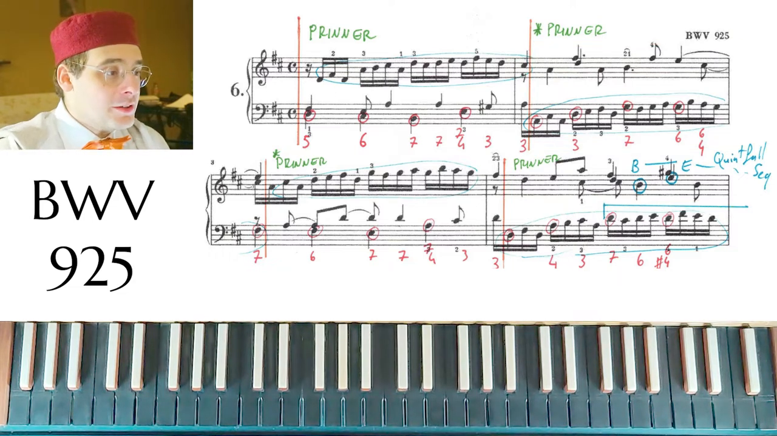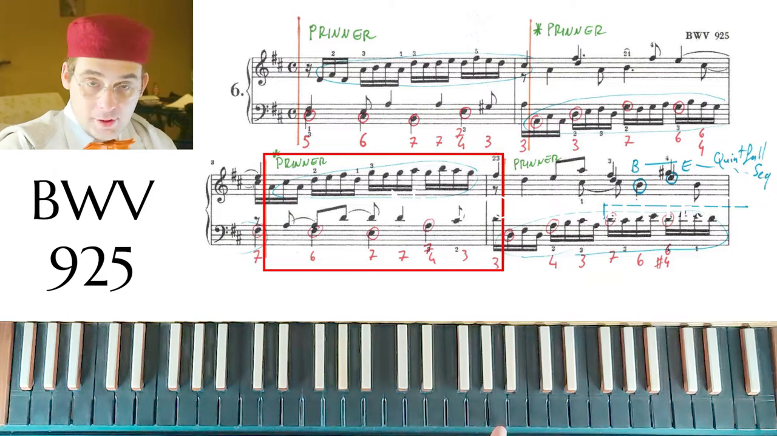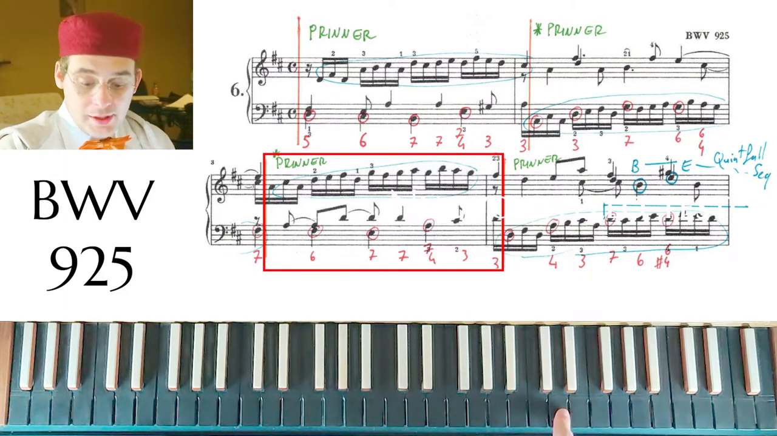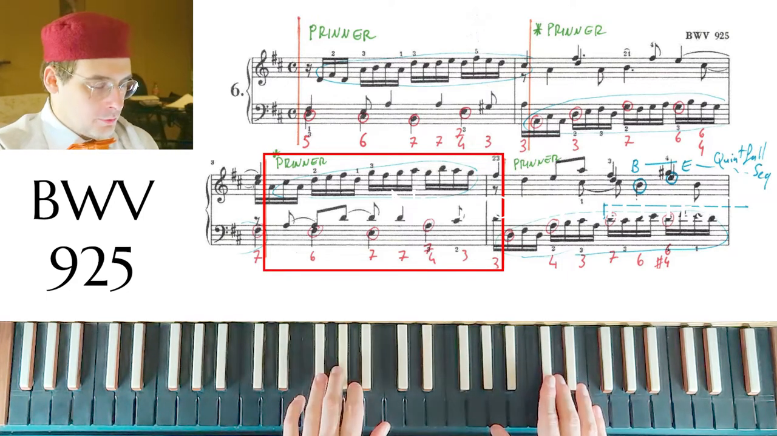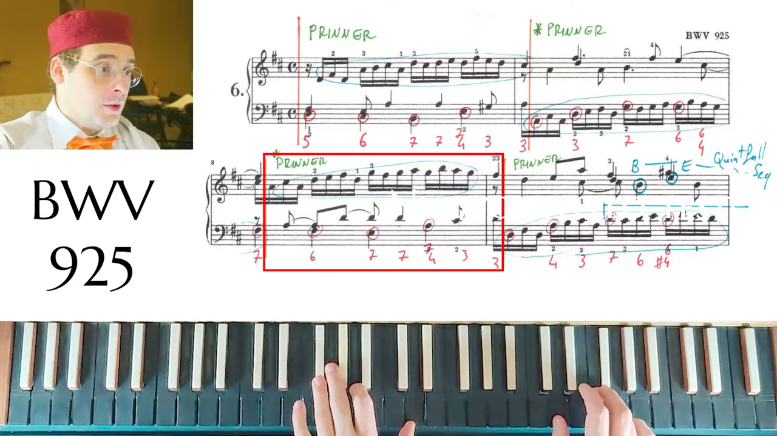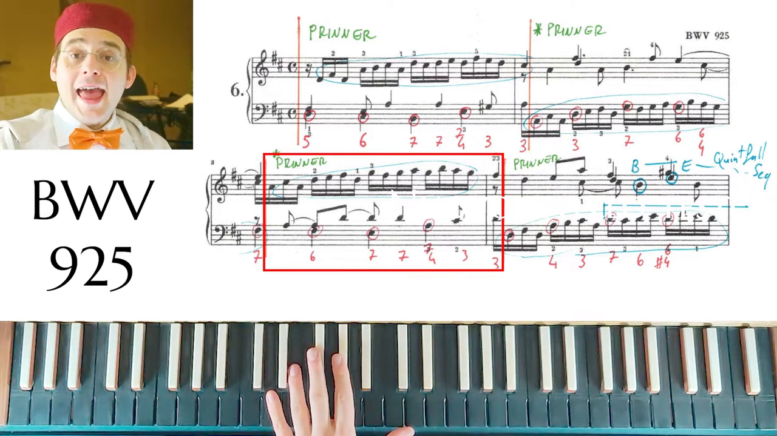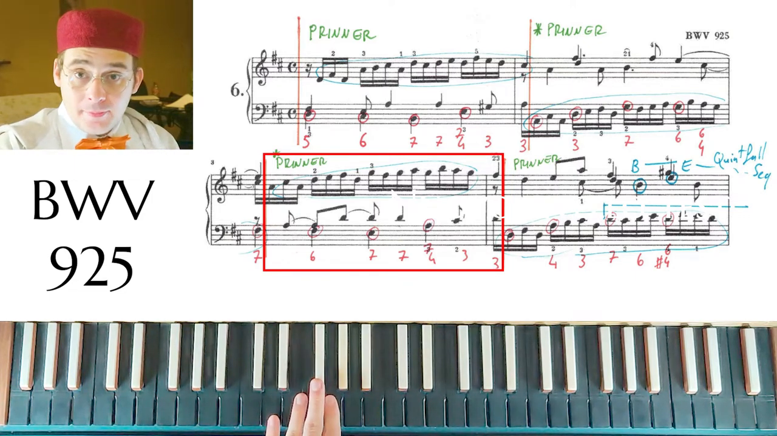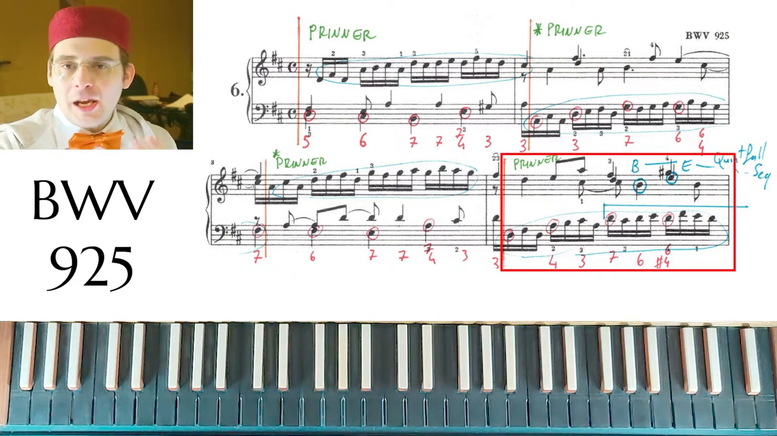Okay, so in the next bar we have the Prinner that starts from A and goes to D, that is the same as the second bar, but in the upper voice. And then we are again on the first degree. And then we have another time the melody, that is a Prinner inverted.